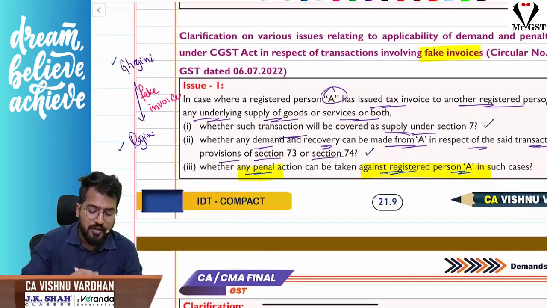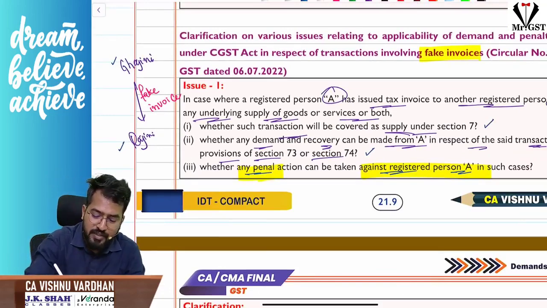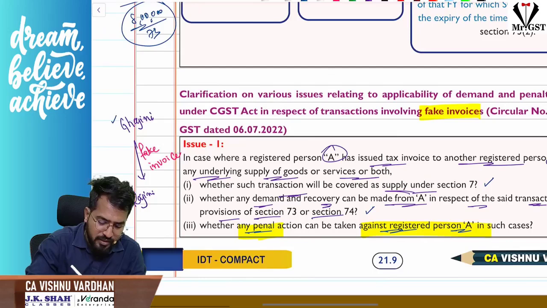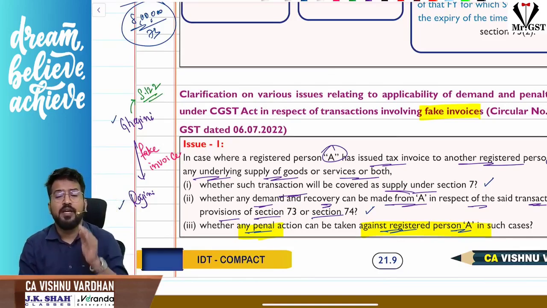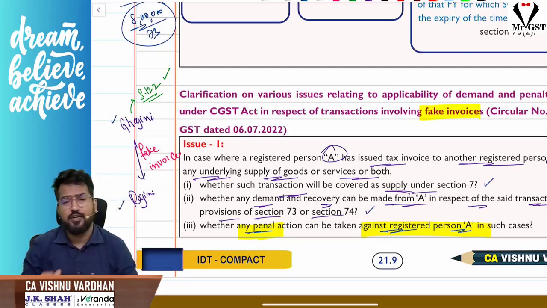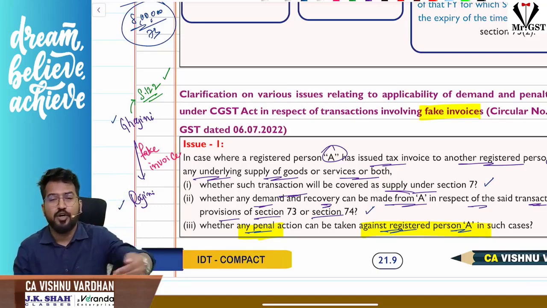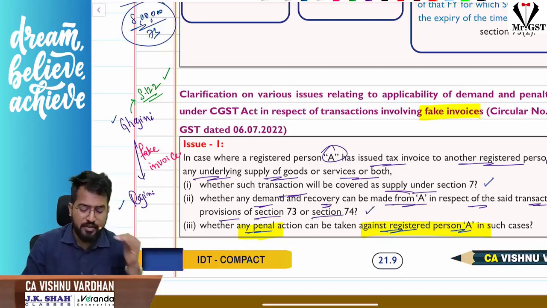See, first of all, issuing fake invoices is not a supply. Second thing, the person who is issuing the fake invoices is committing an offense given in section 122, so he will be liable for penal action under section 122. Section 73-74 cannot be invoked here because supply itself is not happening. There is no short payment, non-payment, erroneous refund, or wrongly availed and utilized ITC. That is not the scenario here. So 73-74 will not come into the picture. So this is one side of the story.